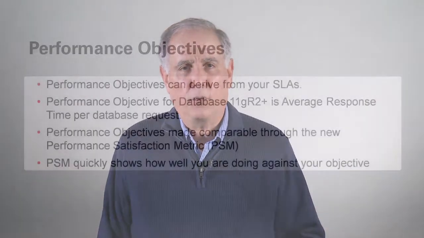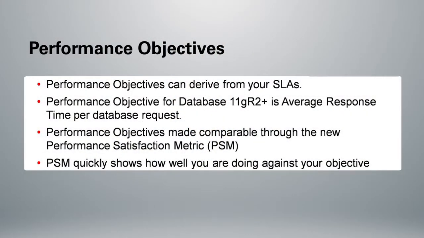And that's what we call the performance satisfaction metric. What we did with that metric was provide a normalized way in which to evaluate performance against the performance objective. So regardless of whether you have a 10 millisecond objective or a 10-second objective, you can actually see how well you're doing against it with a real-time percentage between 100 and minus 100 and a green or red indicator. So it's a quick way, as you'll see in the dashboard coming up, to see how well you're doing against your objective without having to integrate all of the numbers.